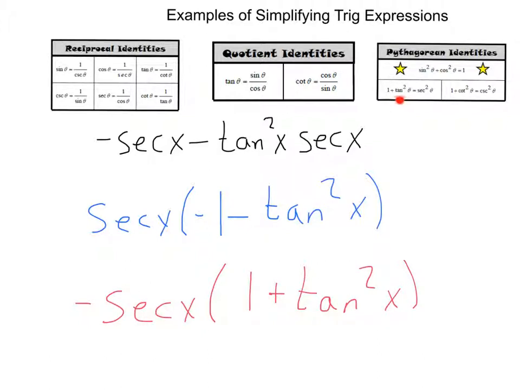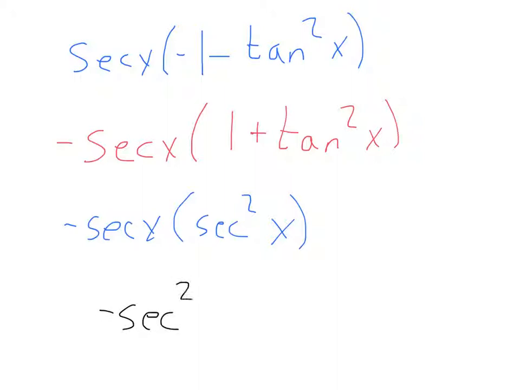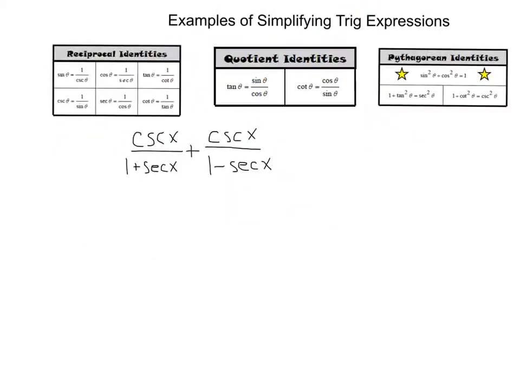From here, I know that 1 plus tan squared x equals secant squared x, so I can replace that right there. That's going to leave me with negative secant x and secant squared x, replacing my 1 plus tan squared x. Since these are both secant, I can just combine those. Negative secant x times secant squared x is going to be negative secant cubed. Oops, that should be a cubed. Negative secant cubed x.